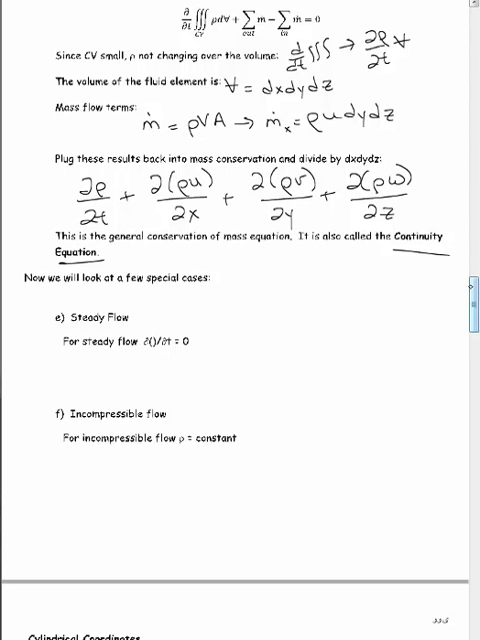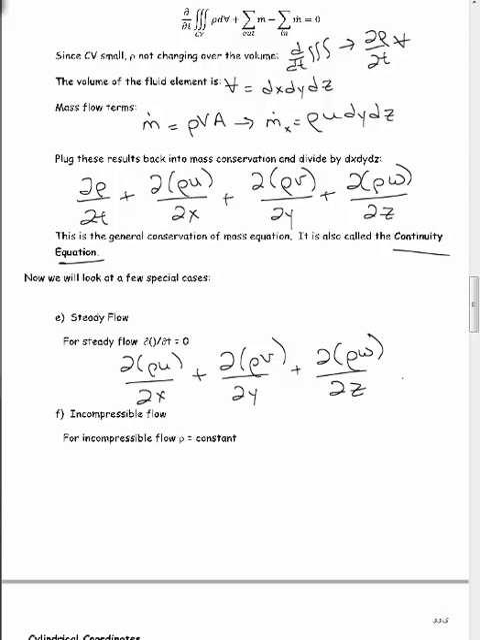Okay, so special cases, just like we've done before in our control volume analysis, steady flow. If you have steady flow, any d/dt term goes away, so what we're left with is just these other terms, partial of rho u with respect to x plus partial of rho v with respect to y plus partial of rho w with respect to z.